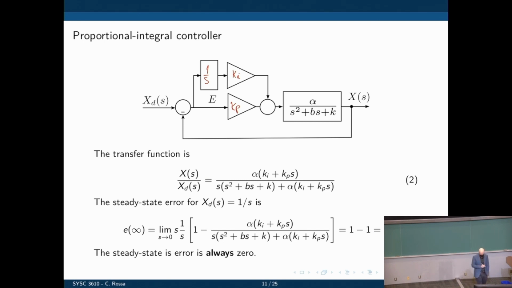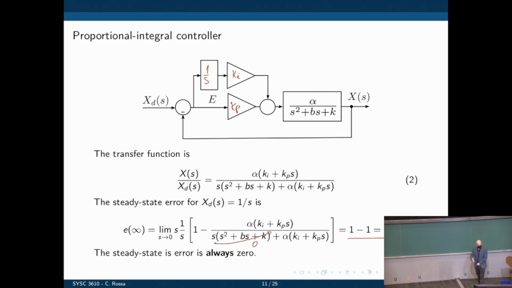That's equation 2. If you do the steady state error for a step input, xd is 1 over s. And when that is the case, we can now have the step input 1 over s minus the entire function times 1 over s. So I factor out 1 over s here. Make the limit of that multiplied by s when s tends to 0. And the result is 0. Always 0. And we see then when s tends to 0, this entire part here goes to 0.